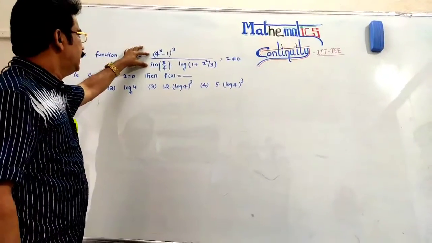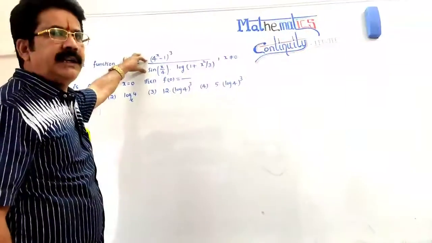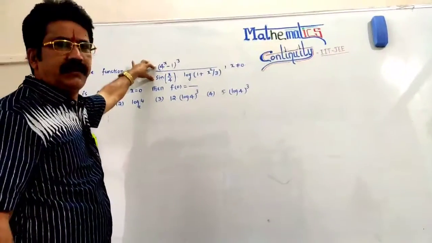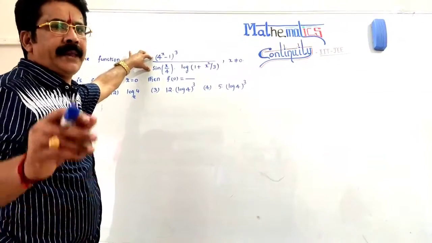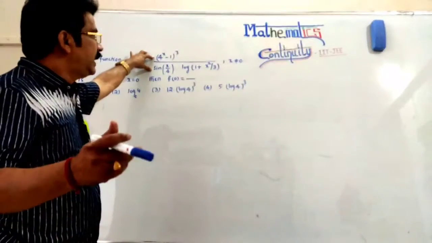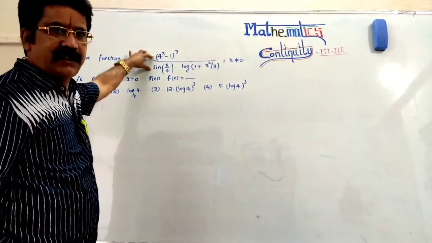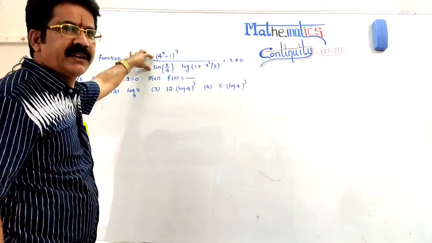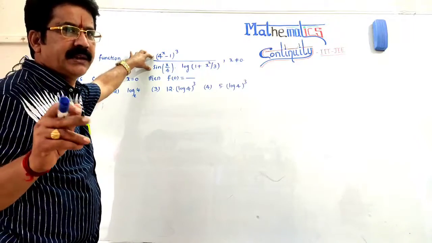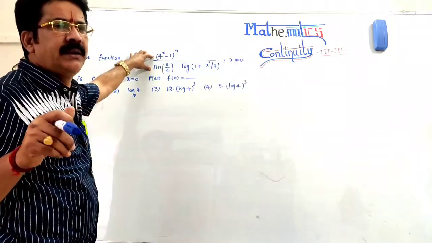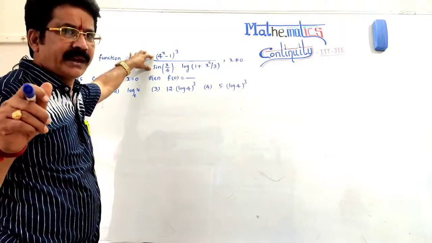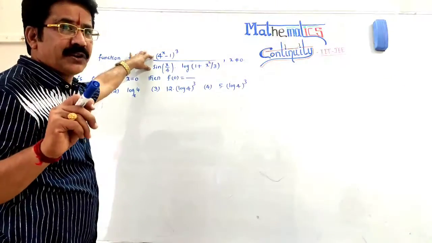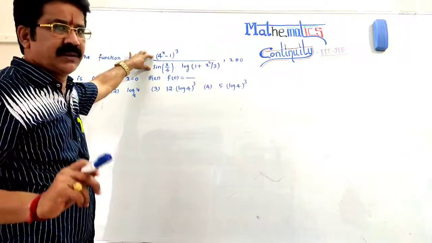Actually here in f of x it is not a special function. Means it is not a modulus function, it is not a step function, and it is not a discrete function, and it doesn't contain e power 1 by x minus e power minus 1 by x divided by e power 1 by x plus e power minus 1 by x. So f of x is not this kind of function.